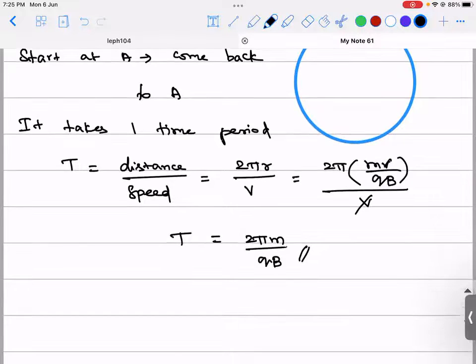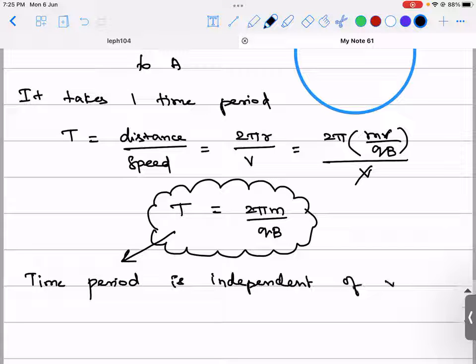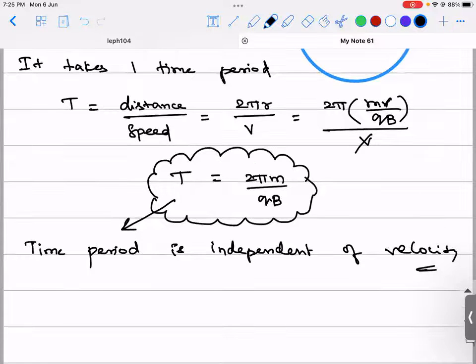Okay. So if you observe an important point here, it is independent of some physical quantity. What is it? Yes. So if you observe, the time period is independent of velocity. So what is the meaning of this? Whatever speed you project the same particle of the same mass with, at 90 degrees, the particle will take the same amount of time to complete one revolution.